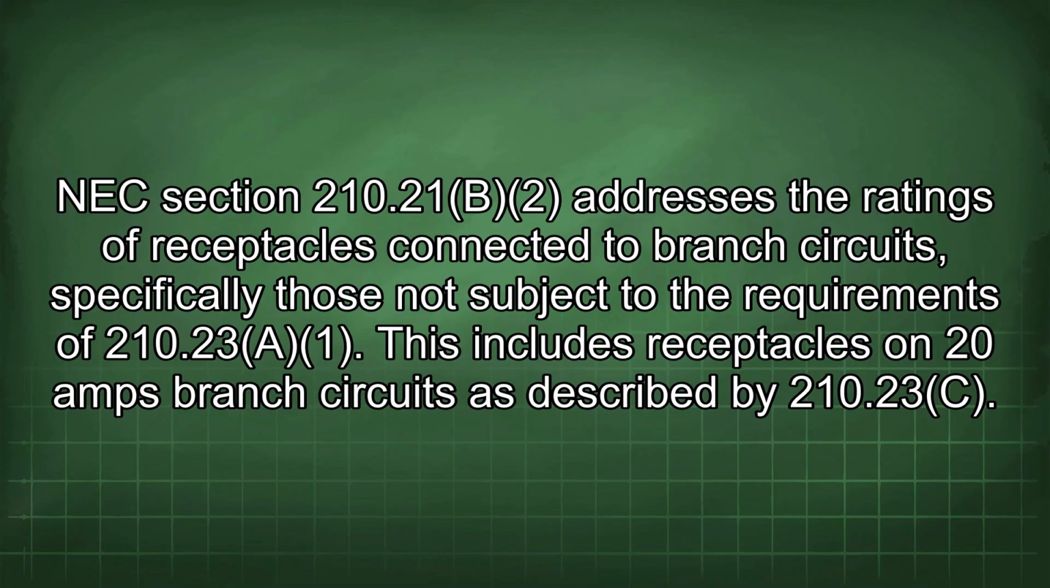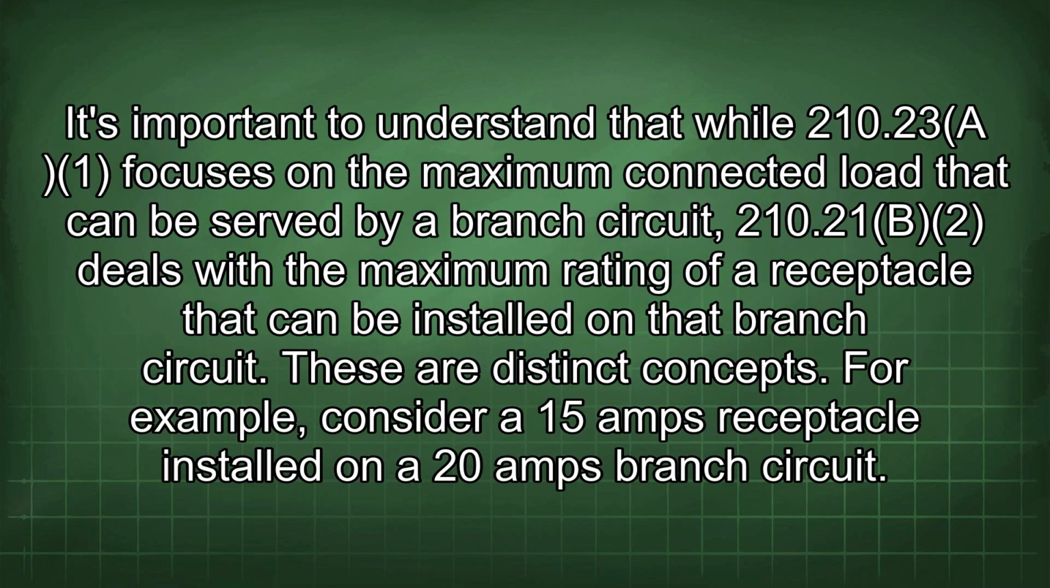NEC section 210.21(B)(2) addresses the ratings of receptacles connected to branch circuits, specifically those not subject to the requirements of 210.23(A). This includes receptacles on 20 amp branch circuits as described by 210.23(C). It's important to understand that while 210.23(A) focuses on the maximum connected load that can be served by a branch circuit, 210.21(B)(2) deals with the maximum rating of a receptacle that can be installed on that branch circuit.